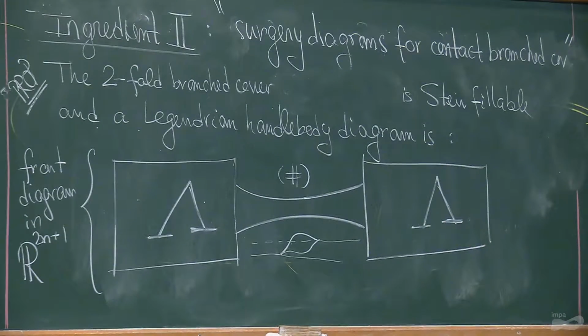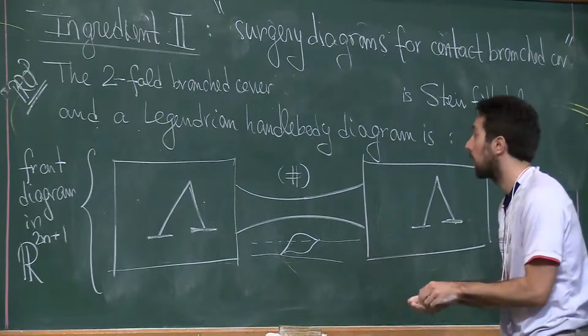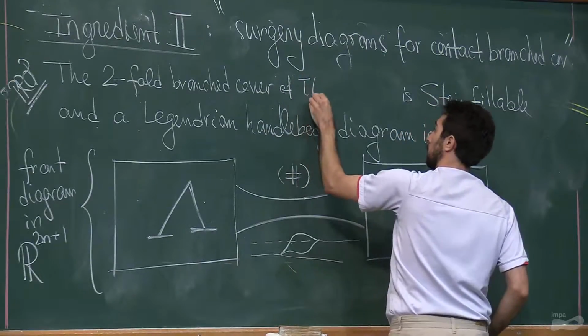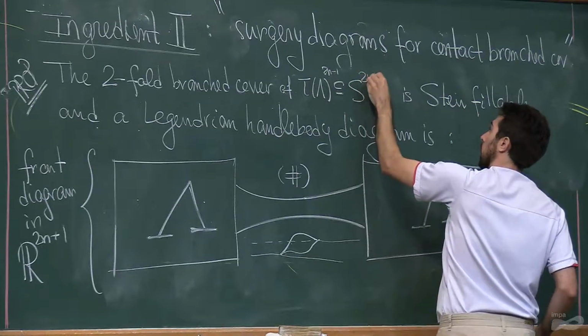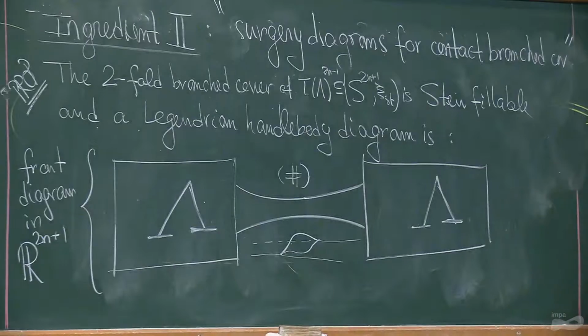That makes sense? OK. In the case of n-fold branch covers, by the way, you need 1 handles or n-1 handles. So this is a 2-fold branch cover of tau lambda as a 2n-1 dimensional submanifold inside of 2n+1 with the standard structure in here. Are we all set? OK.